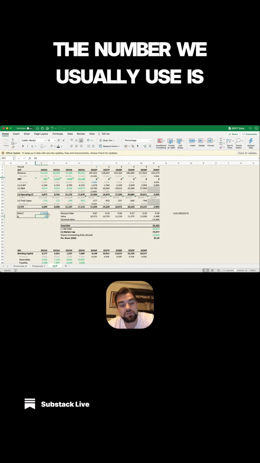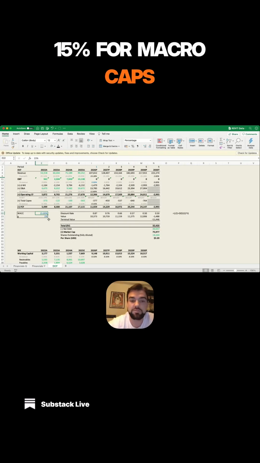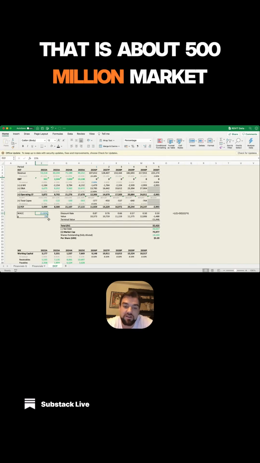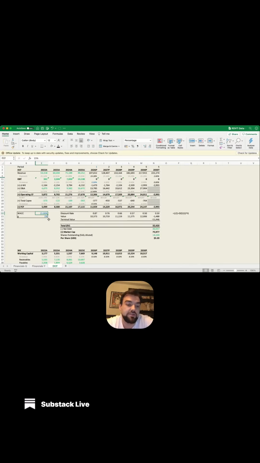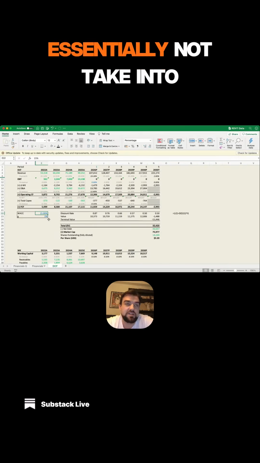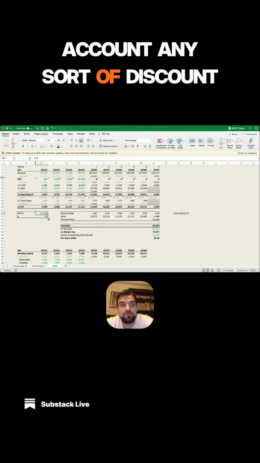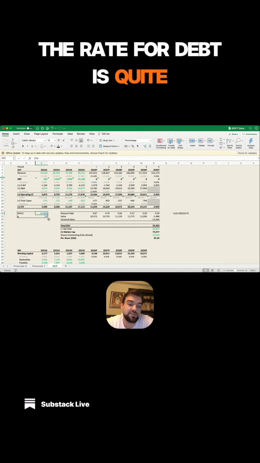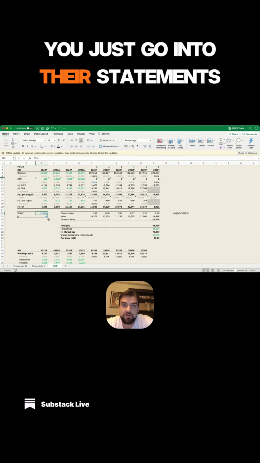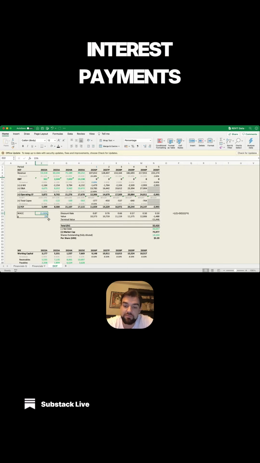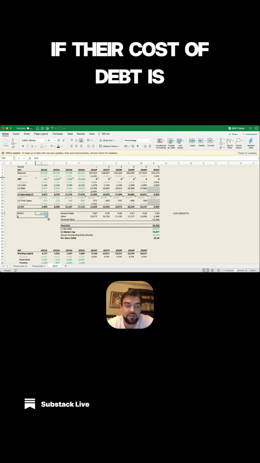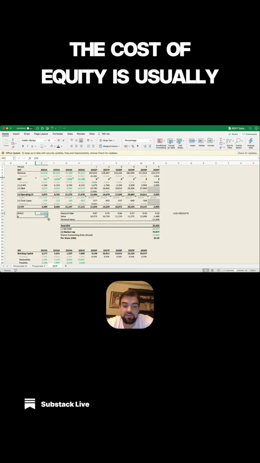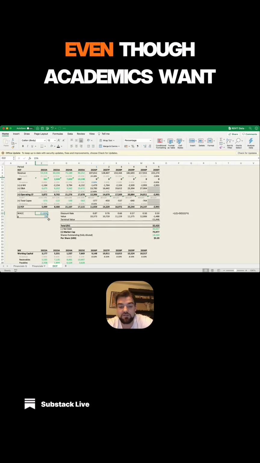The number we usually use is 15% for micro caps. In the case of Red Violet, we're talking about a company that is about 500 million market cap, and that is essentially all cash. So we would essentially not take into account any sort of discount rate for debt. The rate for debt is quite straightforward. You just go into their statements and you look for whatever interest payments they're doing. If they're paying 5% in interest rate, the cost of debt is essentially 5.